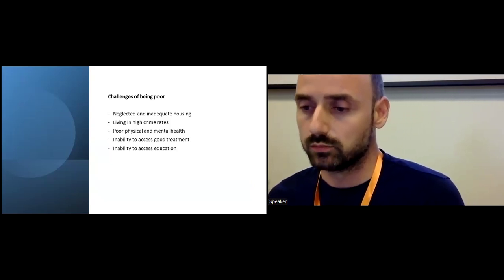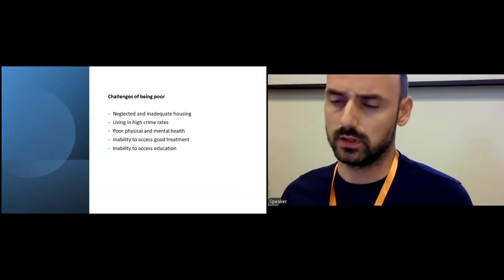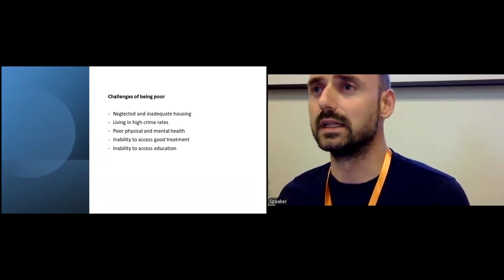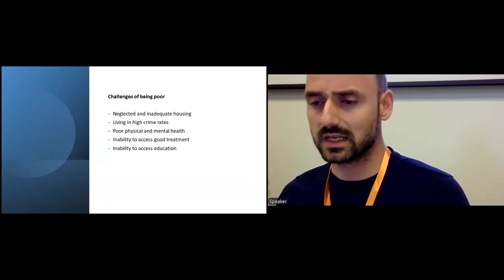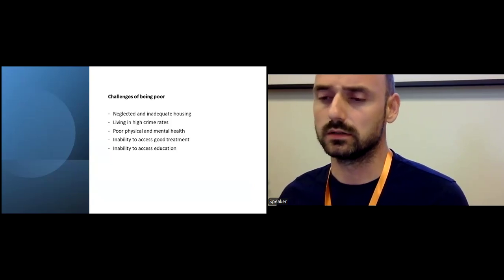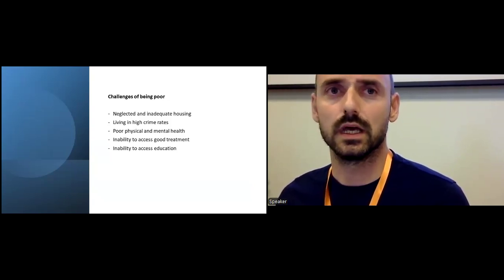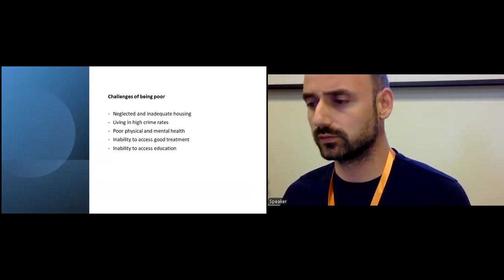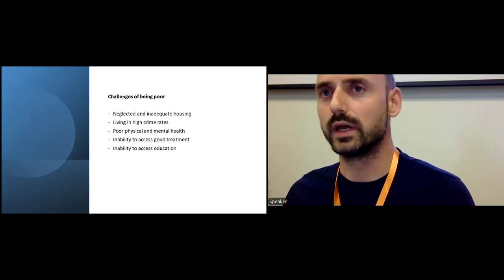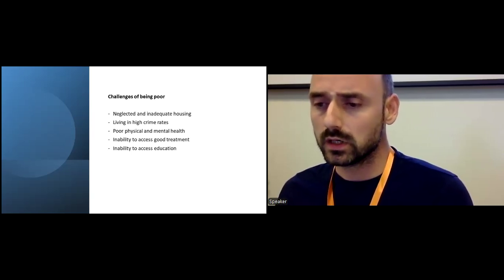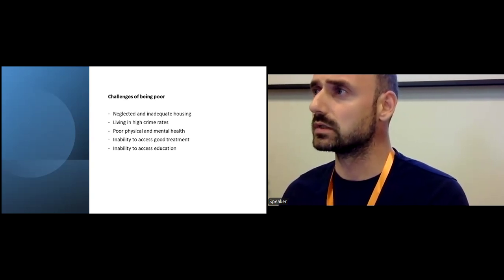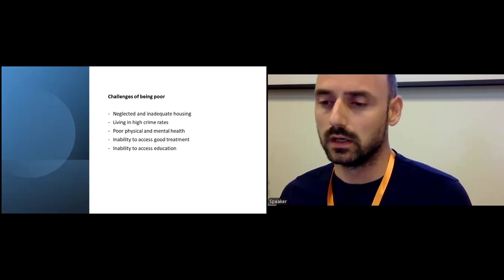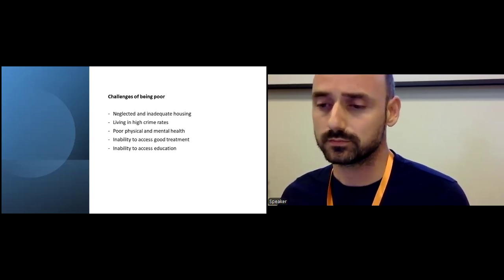So, challenges of being poor or impoverished. If we want to rephrase it with a question, we can ask, what do poor people have to struggle with on a daily basis? One of the challenges is neglected and inadequate housing. In some cases, families cannot even afford electricity or heat in their houses, and in most cases, there is not enough room for everybody in the house. Living in high crime rates triggers constant stress for poor people, and you have to be careful all the time, and it is a hard way to live.